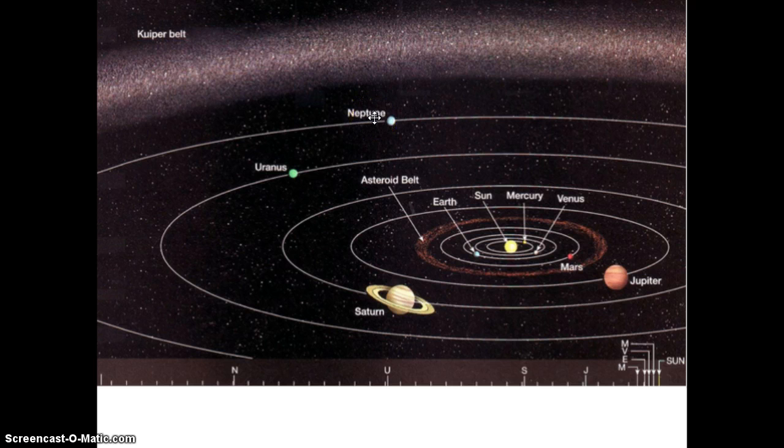Remember, Pluto is no longer on here because it crosses into the orbital path of Neptune. Therefore, the Astronomical Society has redefined what a planet is. It must be the largest object in its orbital sweep. So Pluto no longer gets that characterization of being a planet. And out here we have the Kuiper belt.